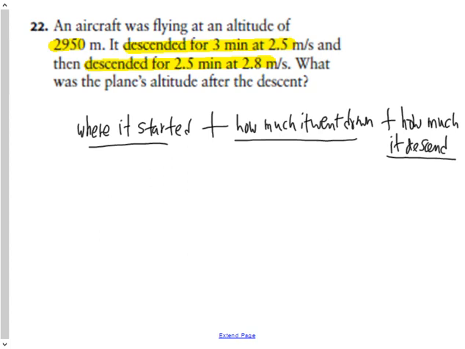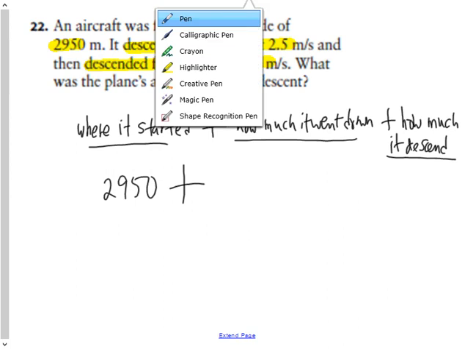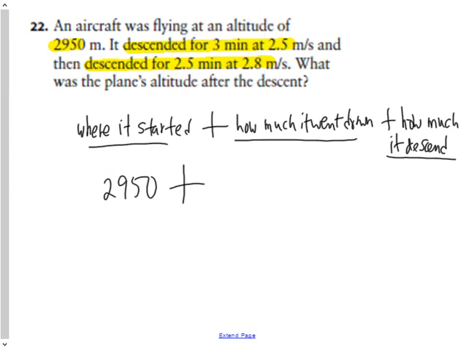So the first thing we're going to do is think about these three things as a complete expression of three terms. The first one is where it started, and it was 2,950 meters above the Earth. And it went down for 3 minutes, at 2.5 meters, and this is the important part, and some of you might have missed it, at 2.5 meters per second.